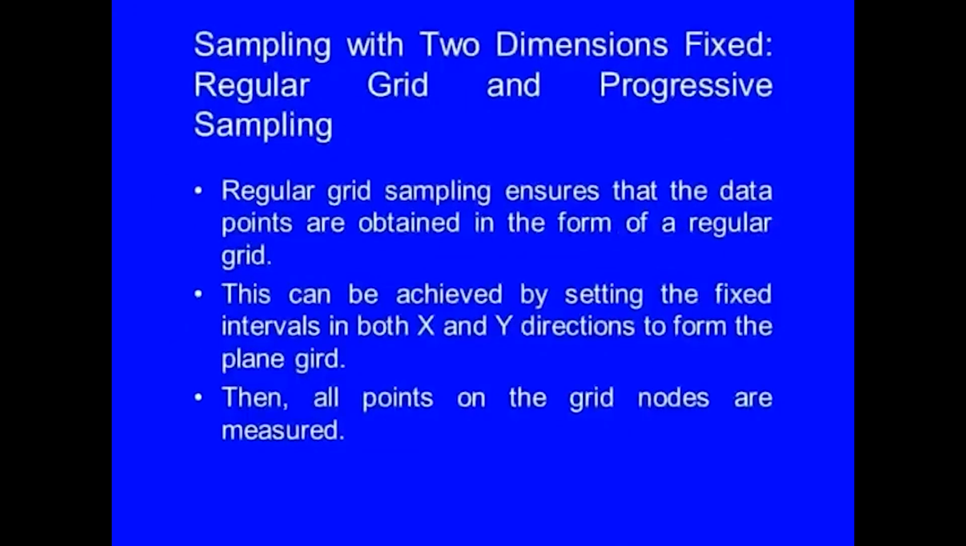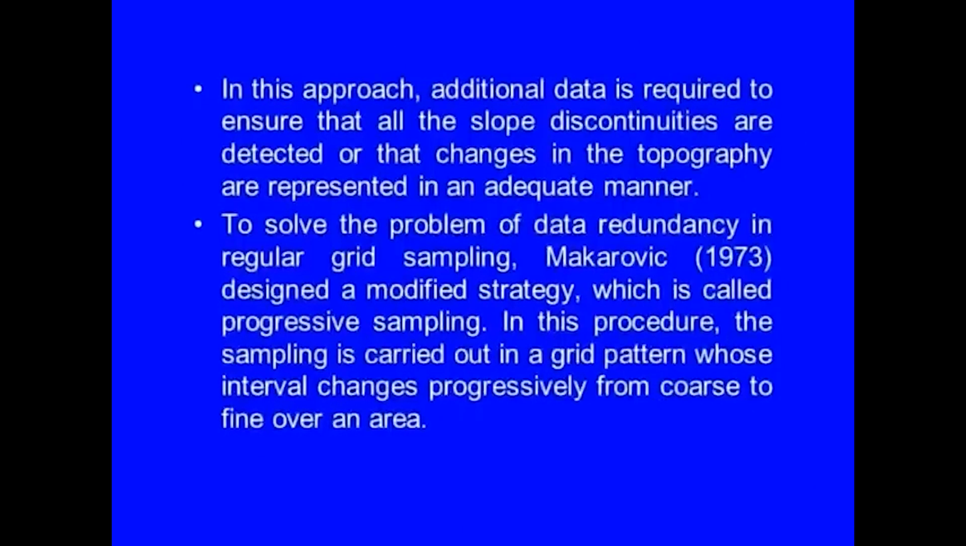Sampling with two dimensions fixed, regular grids and progressive sampling. Regular grid sampling ensures that the data points are obtained in the form of regular grids. This can be achieved by setting the fixed intervals in both x and y directions to form the plane grid. Then all points on the grid nodes are measured. In this approach, additional data is required to ensure that all slope discontinuities are detected and that changes in the topography are represented in an adequate manner.